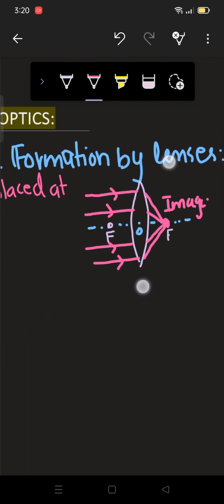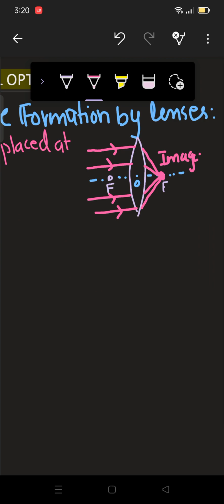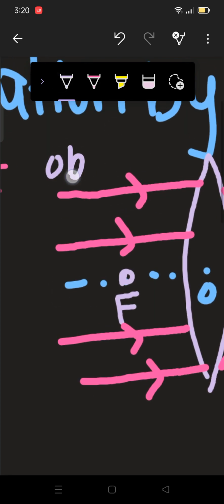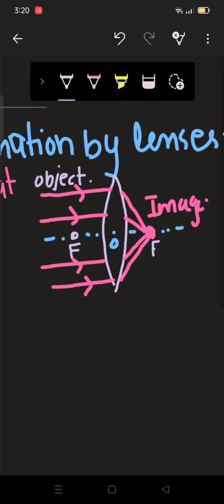So as we have seen, if the object is placed at infinity, the rays going to the lens would be parallel to the principal axis, and if they are parallel to the principal axis, we know that they will be converged at the focal point. So here we have the object which is placed at infinity, and here we have the image.